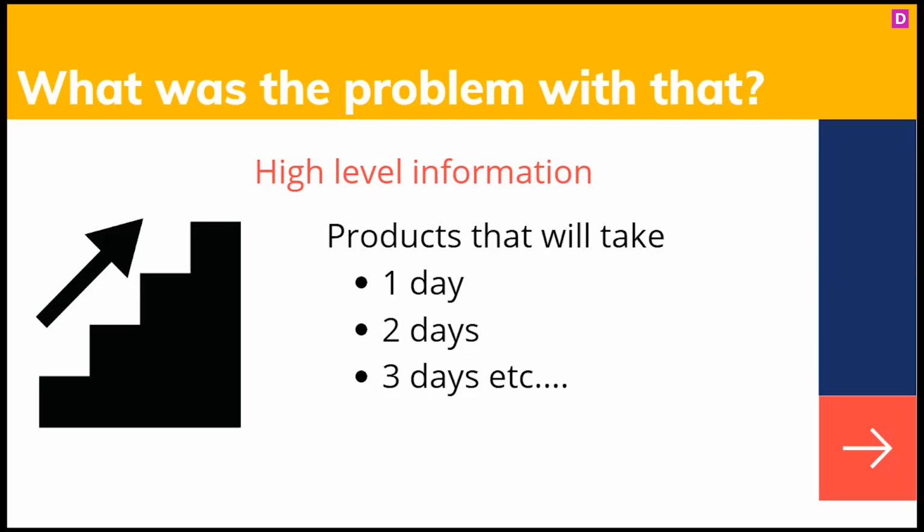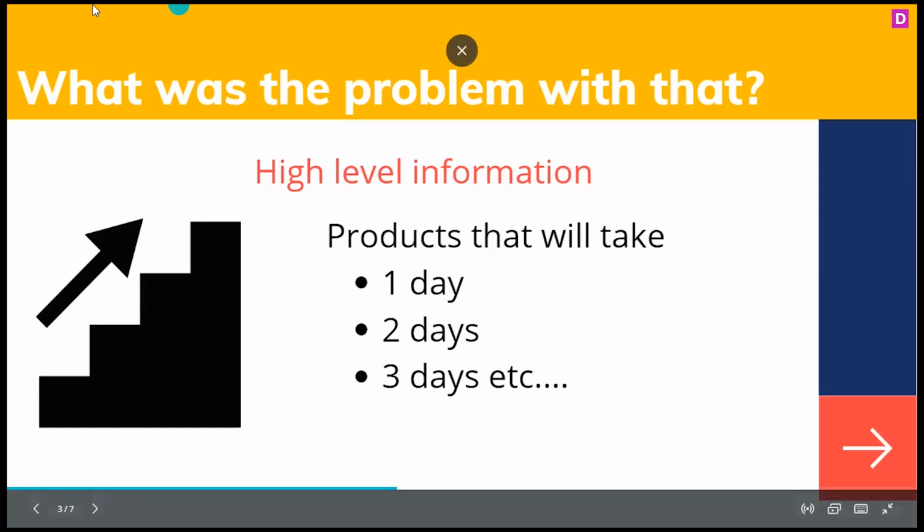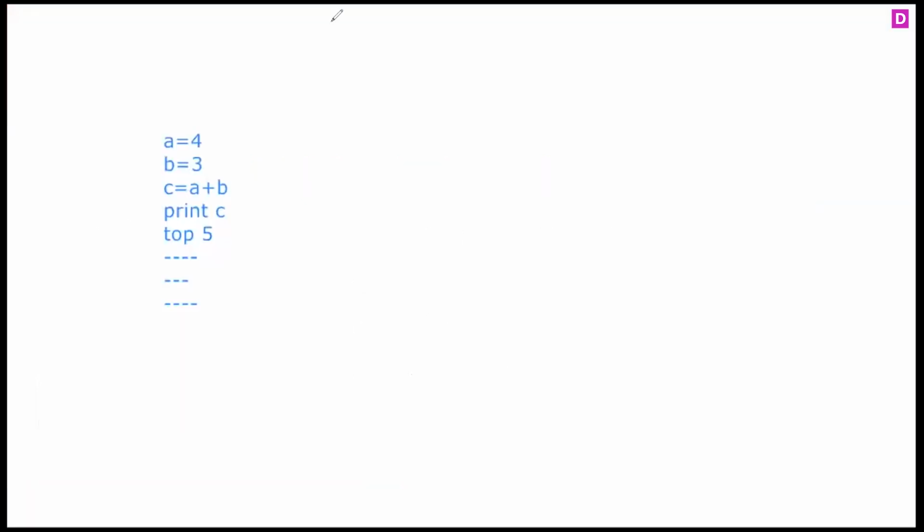Okay, so if you take 1 day as one container, in this 1 day container, you need to have all the products which are going to be shipped on day 1. To understand this in a very clear manner, let's look at an example.